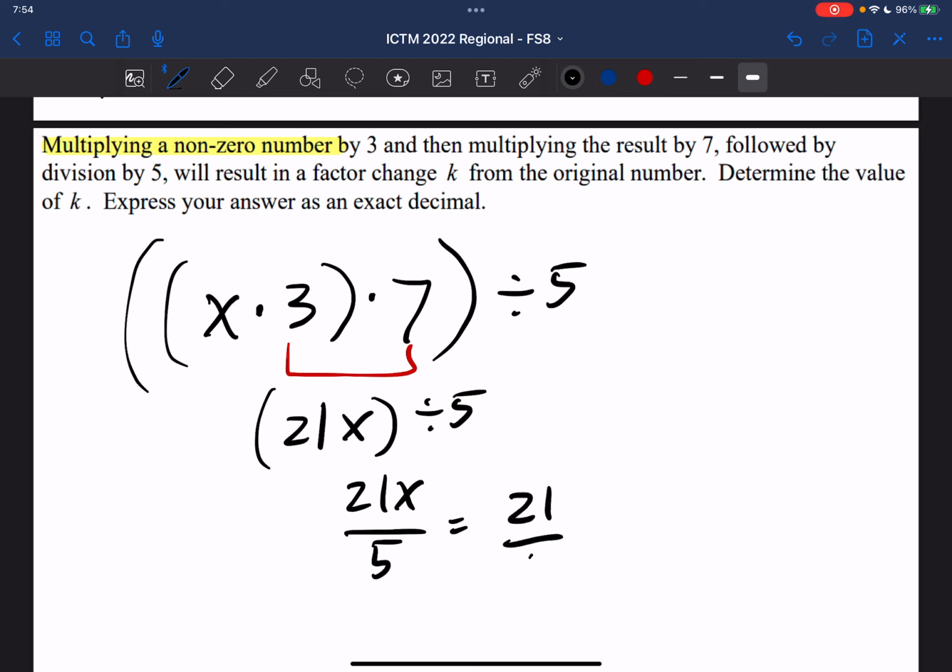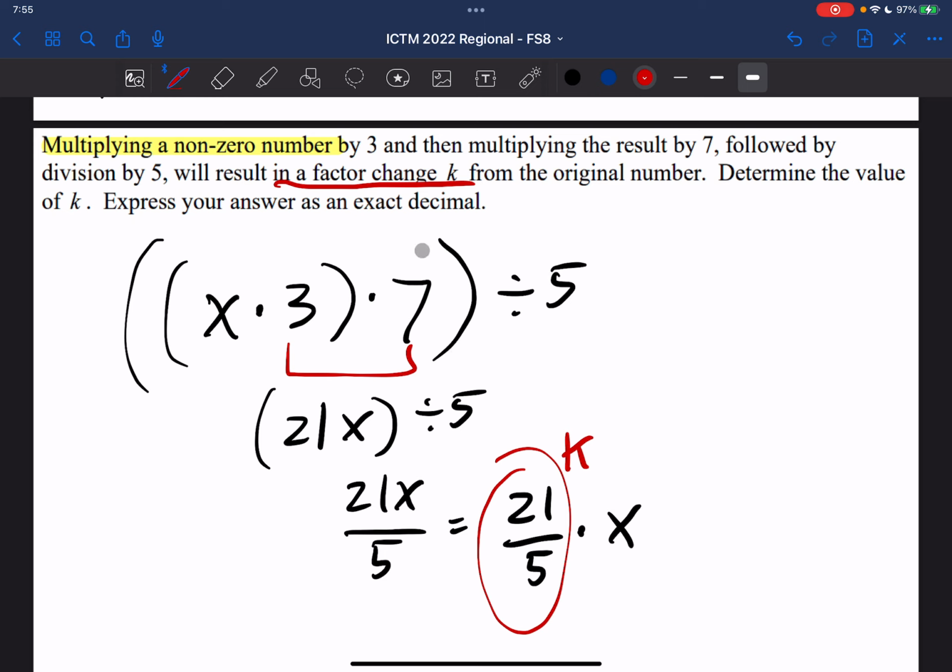So we're multiplying 21 over 5 times x. So that right there is our factor change. So that is what k equals. Now, if you write it this way, it's going to be wrong though.